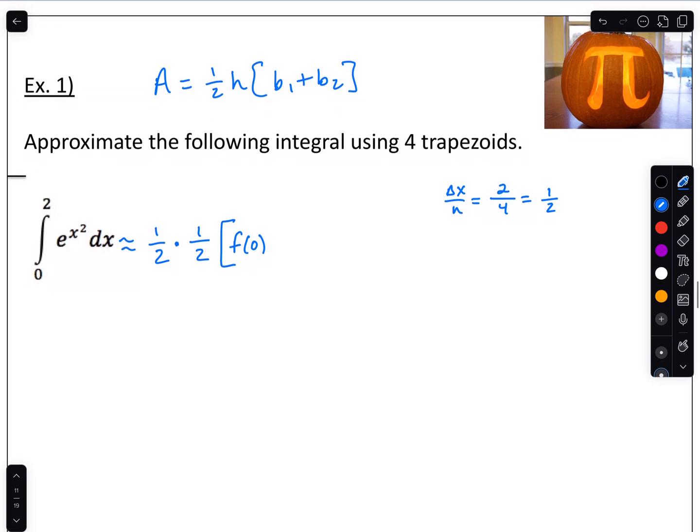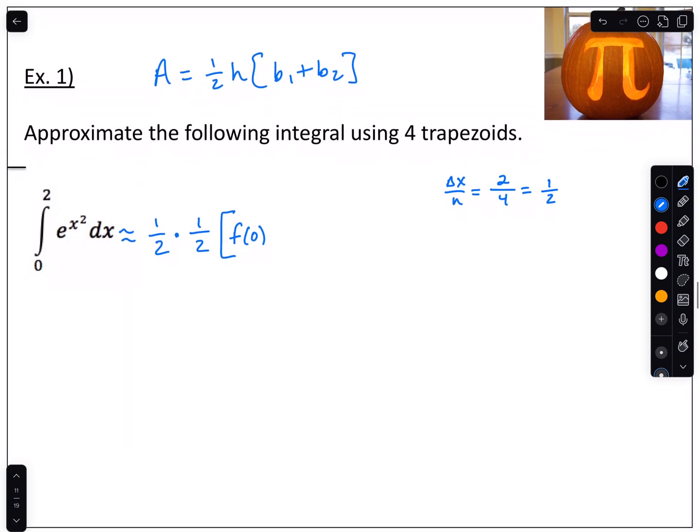Well, because we're no longer on the far left side of the trapezoids, the next piece I'm going to use 2 times. And the x value that we're interested in is going to be a half. If I continue down the line by adding a half, 2 times f of 1, 2 times f of 3/2, and of course now we've reached the end, this would be f of 2.